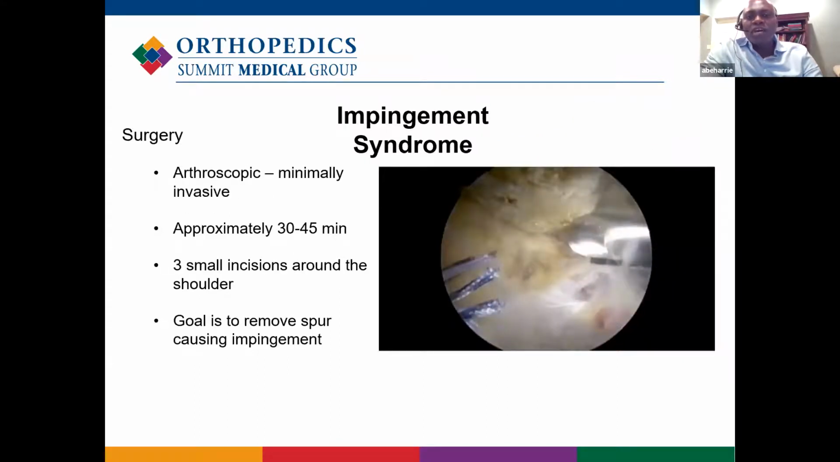Patients who are treated without surgery but continue to have pain over the course of 6 to 9 months can be candidates for surgery. And the surgery that's done for impingement syndrome is an arthroscopic one, so it's minimally invasive. So we look inside the shoulder with a camera.